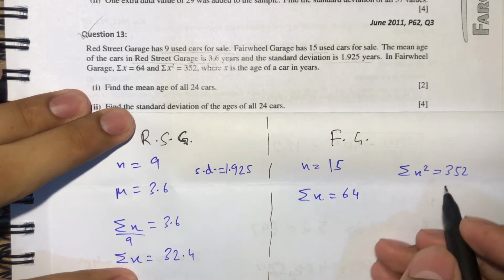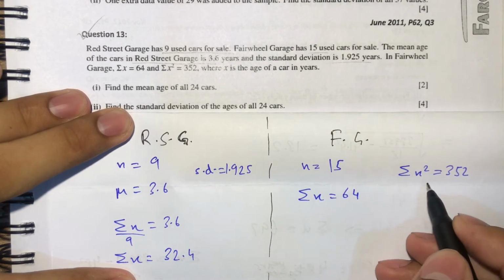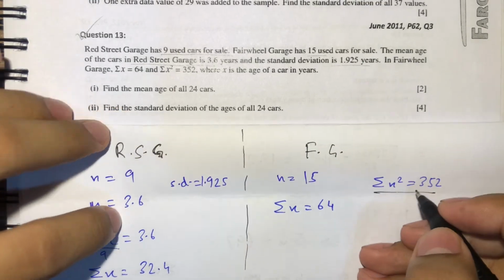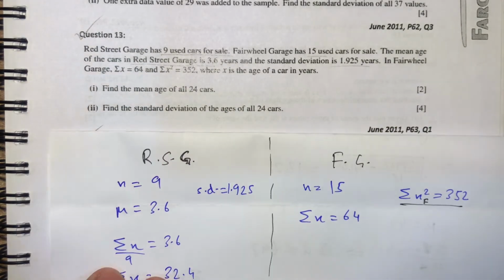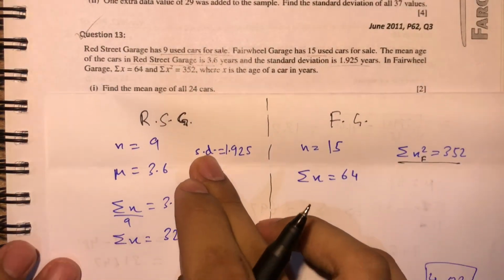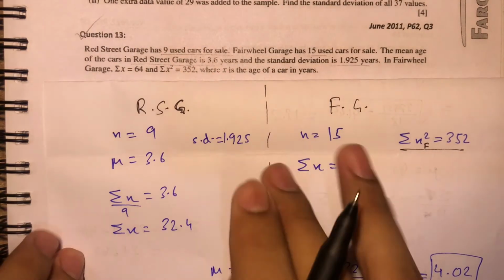Right, so sigma x square of Fairwheel Garage is given, that is 352. So this is basically sigma xf square as we've written in the next part. Sigma xr square we have to find, right? So how will we find that?